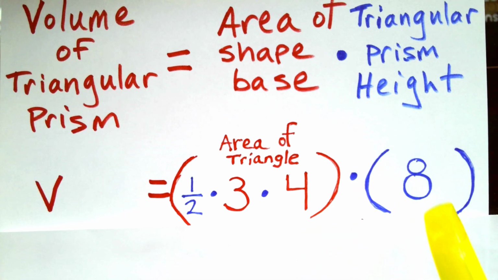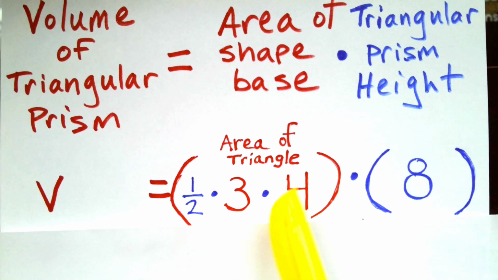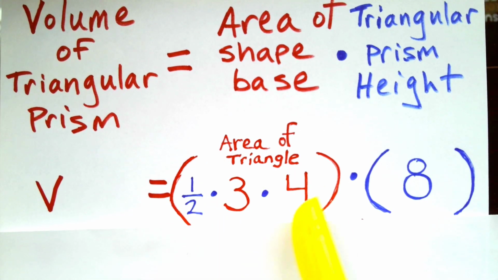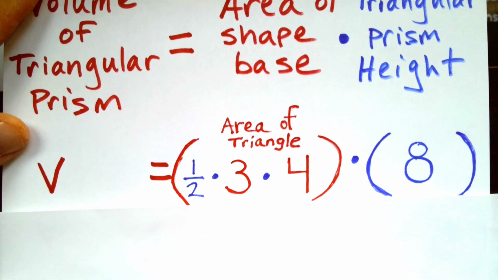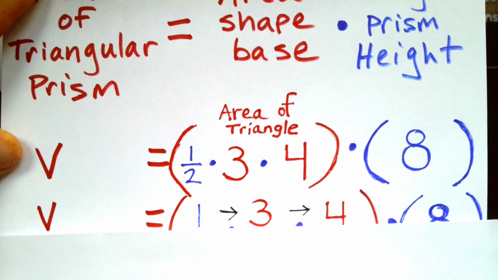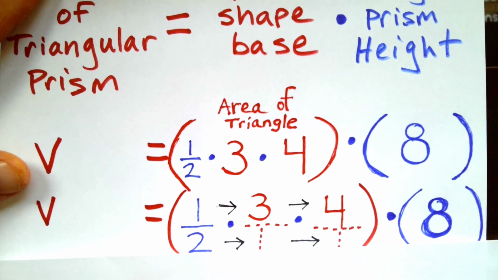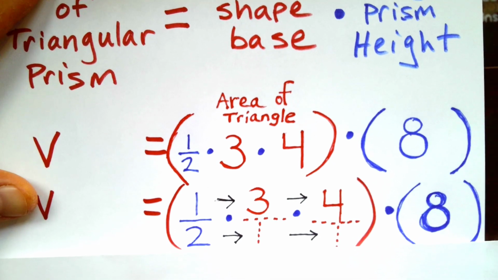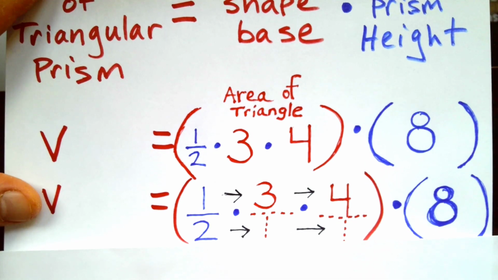I'm going to break this down. First, I'm going to determine the area of the triangle. Then I'm going to multiply that times the height of this prism, which was 8.